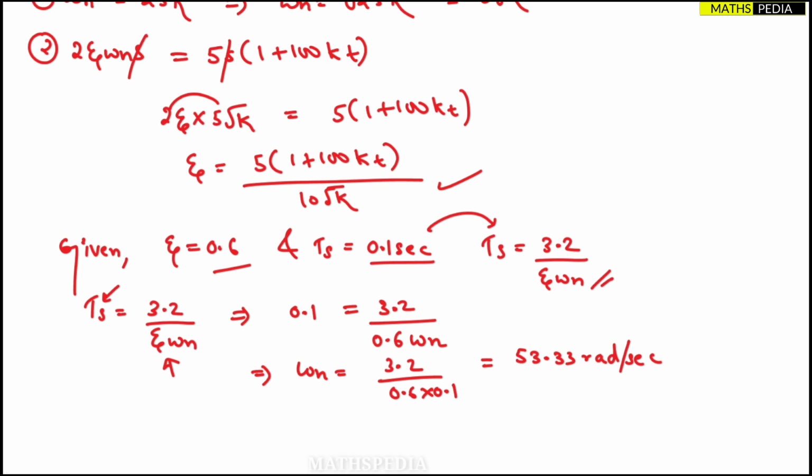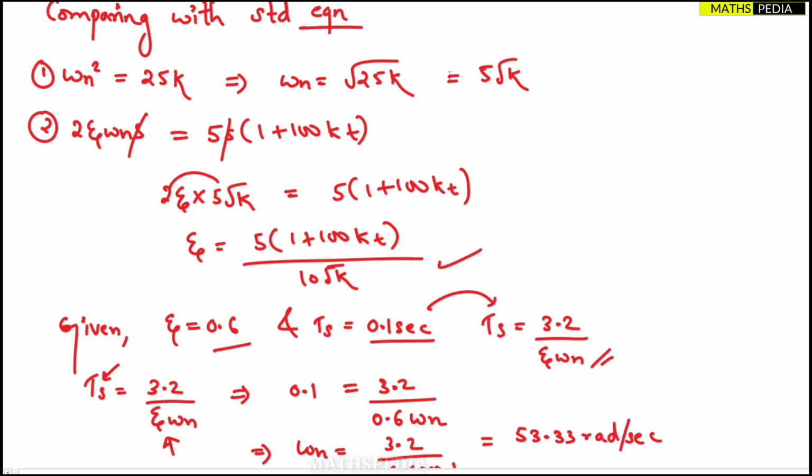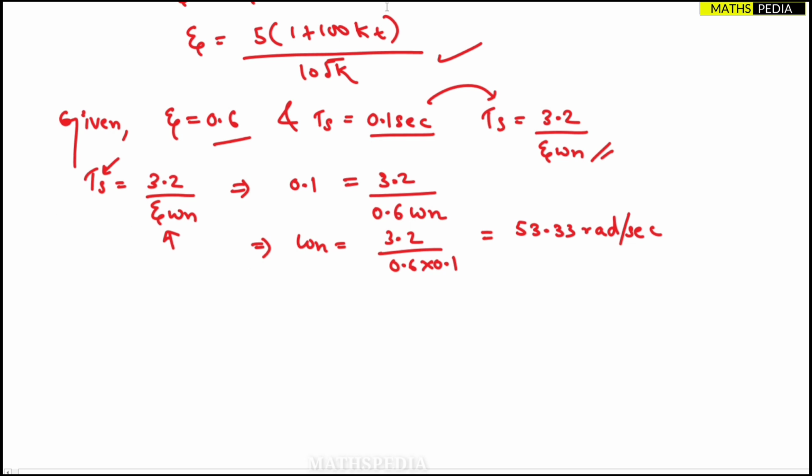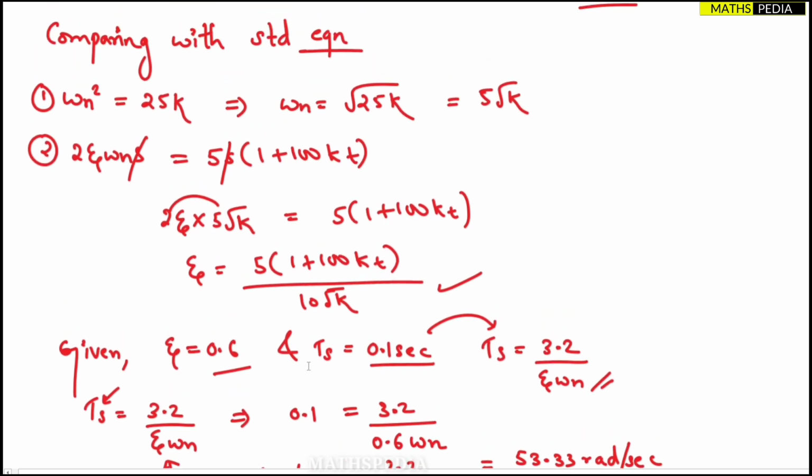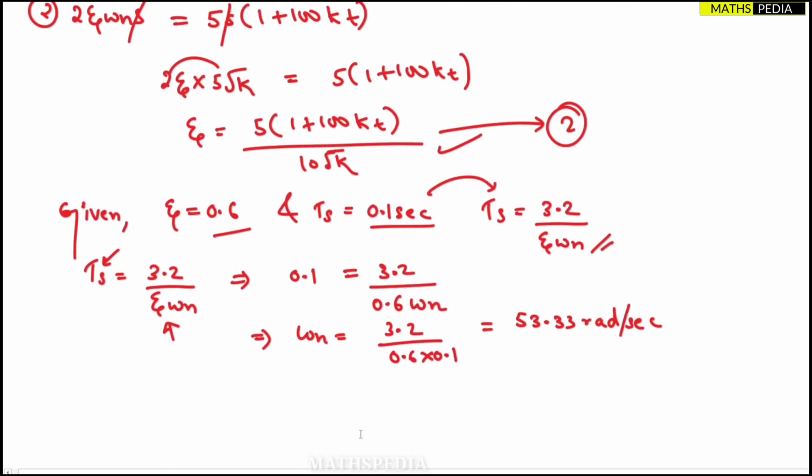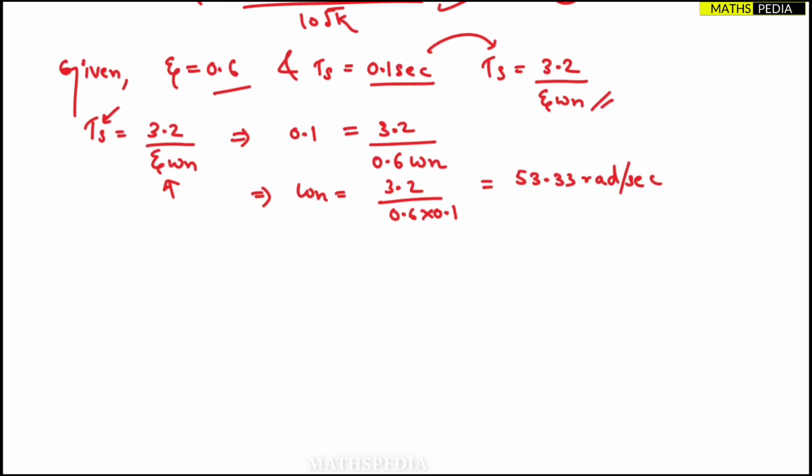So after getting omega n, what can we do? The omega n value we already got it as what? See here, which is 5 root k. From that, can I get the value of k? Yes, you can. So this you mark as first and second equation. This two is very important. From that only we can get the value of k and kt. Omega n value you got. Now substituting omega n value in first equation.